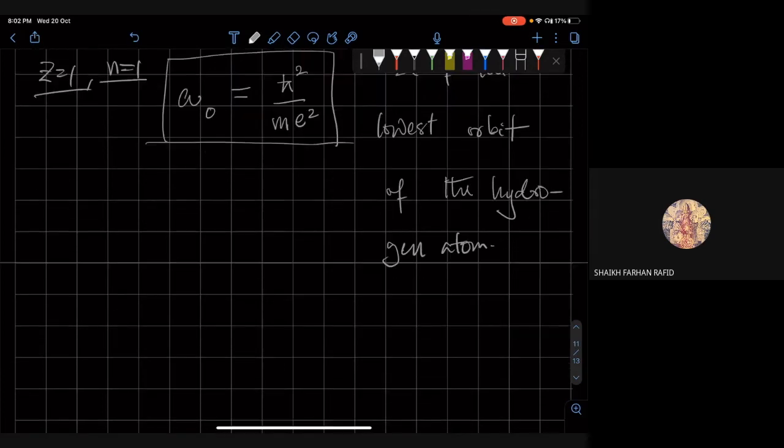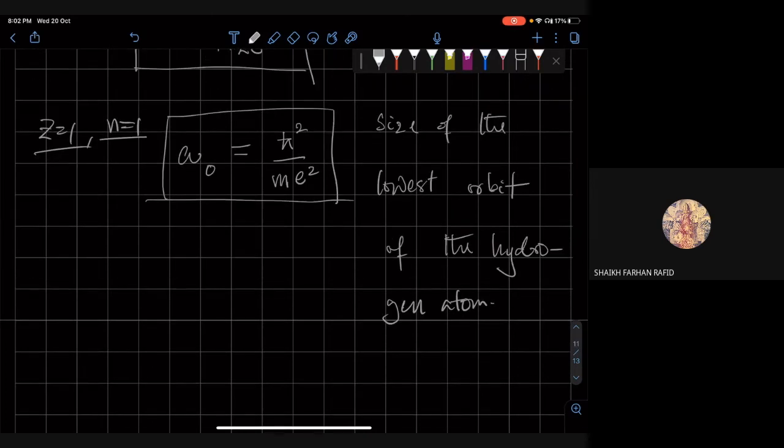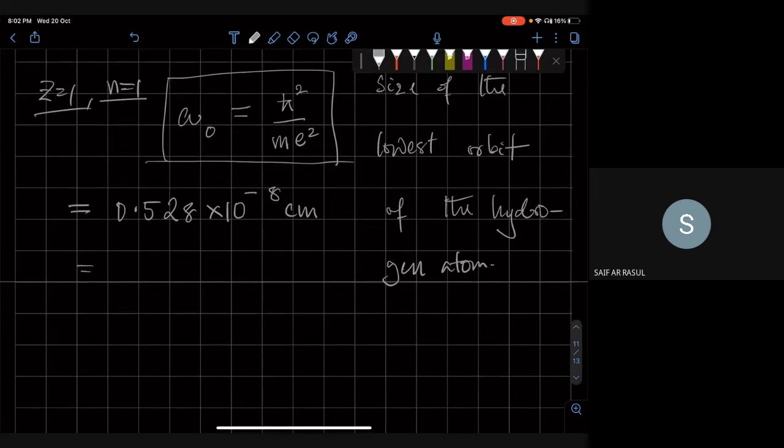So what is the energy? So okay, what is this value? This value turns out to be 0.528 times 10 to the power minus 8 centimeters. Okay, very, very small, or 0.528 angstrom. Okay, so angstrom is not really used anymore, but in atomic physics, it used to be a very convenient unit. 1 angstrom is 10 to the power minus 8 centimeter.